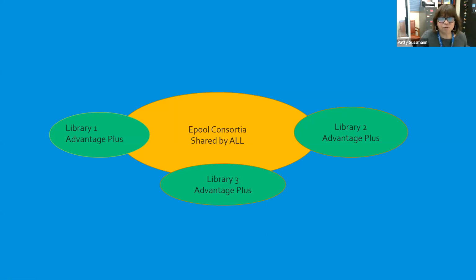So this is the difference between Advantage Plus and the ePool consortia. The ePool consortia is shared by all, and you have these Advantage Plus accounts where your library actually owns these books. But if somebody from your library isn't using it, it allows you to share your book or audiobook with other libraries.